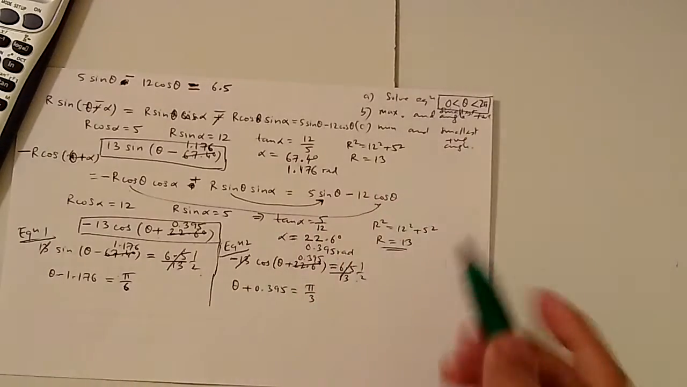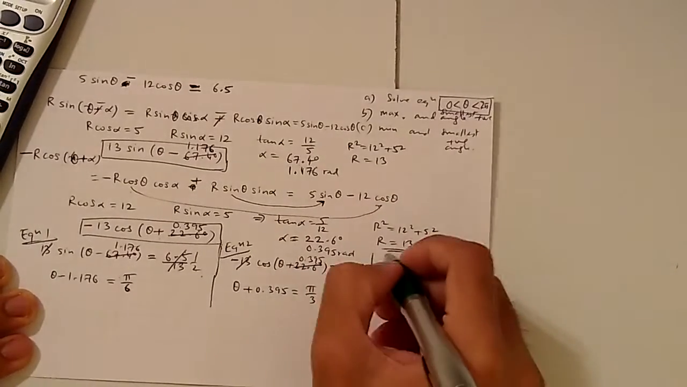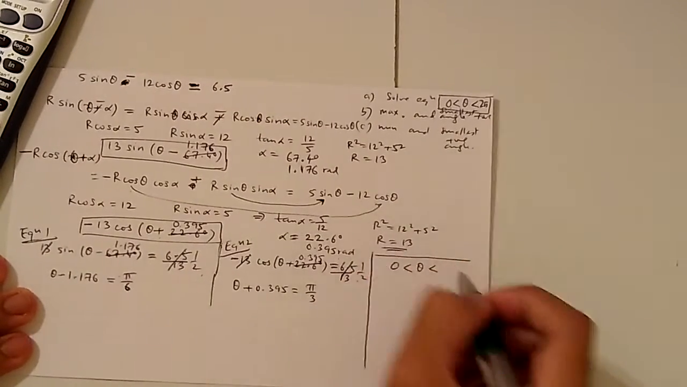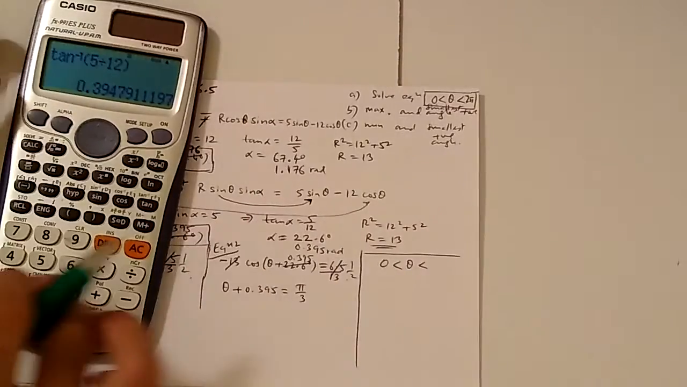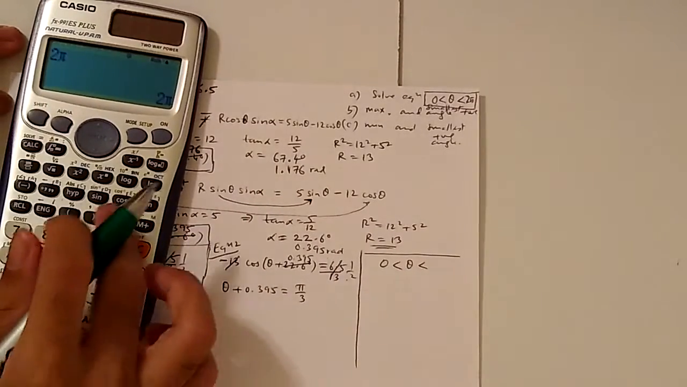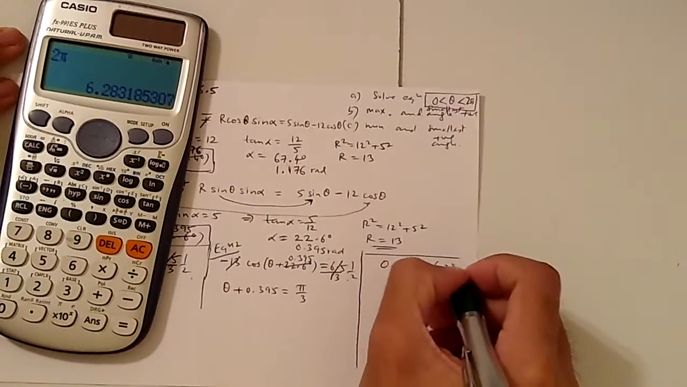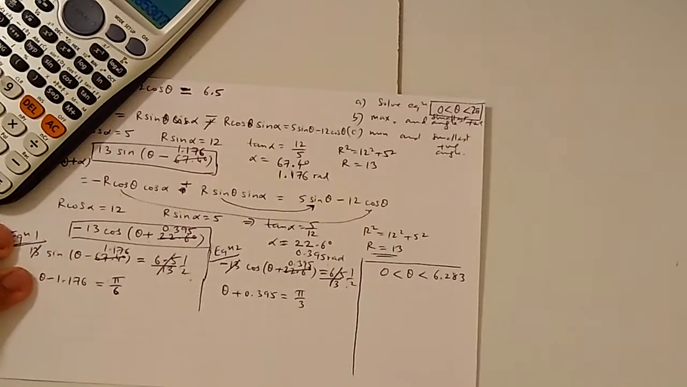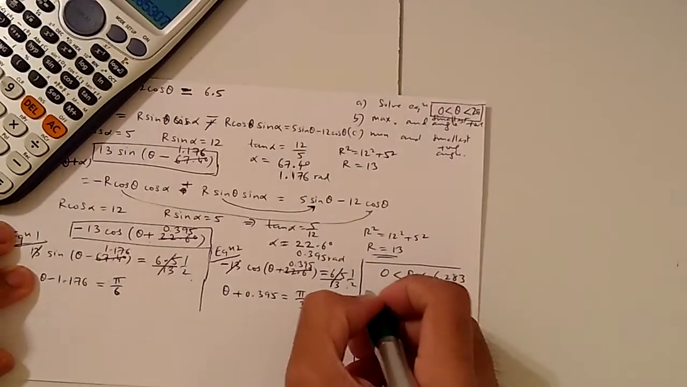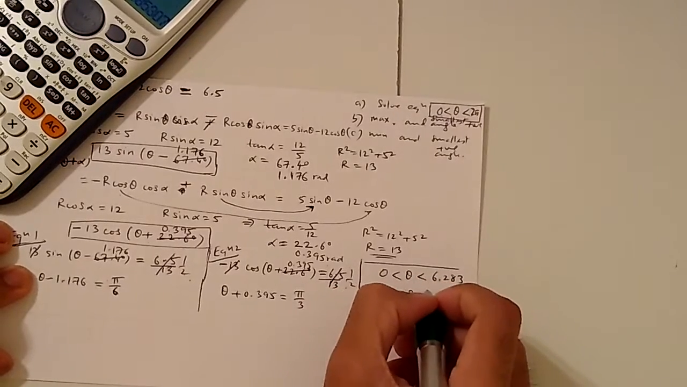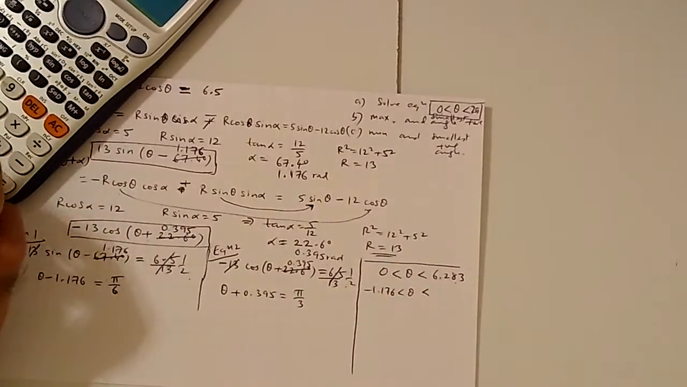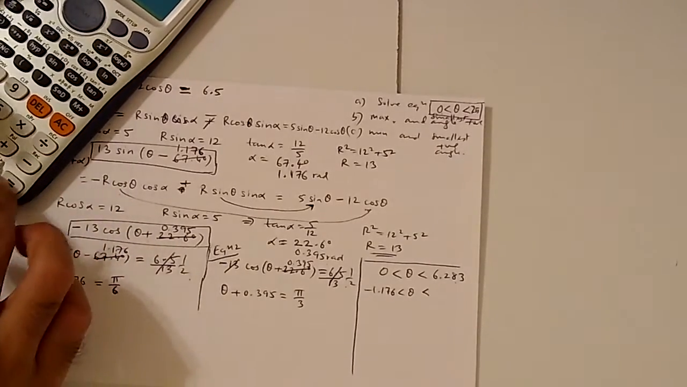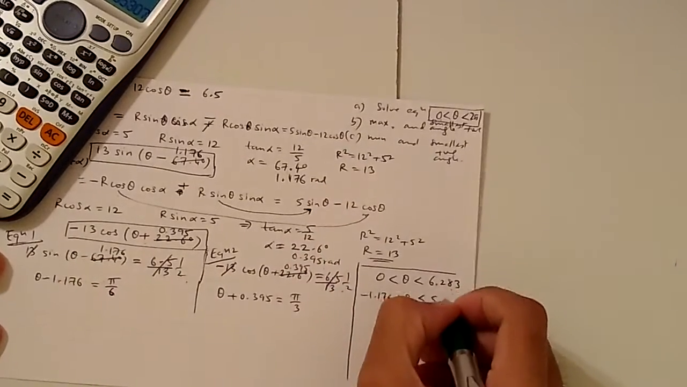For the first equation, we have 0 is less than theta, which is less than 2 pi. Let's write 2 pi down in numbers. So 2 times pi is equal to 6.283. And we need to find the range for theta minus 1.176. So that becomes minus 1.176 is less than theta minus 1.176, which is less than 6.283 minus 1.176, and that is equal to 5.107.